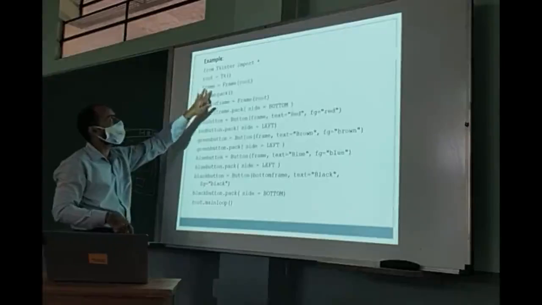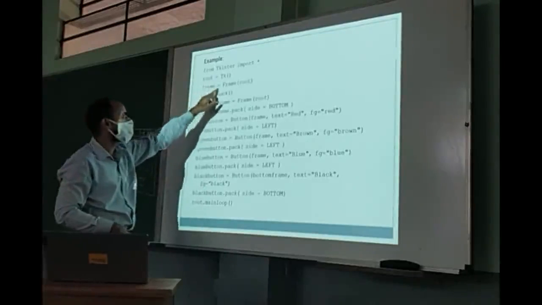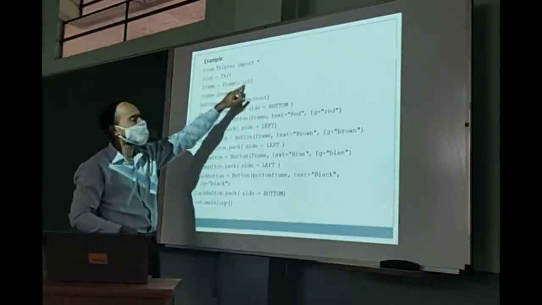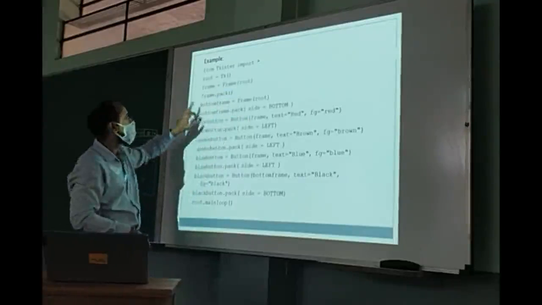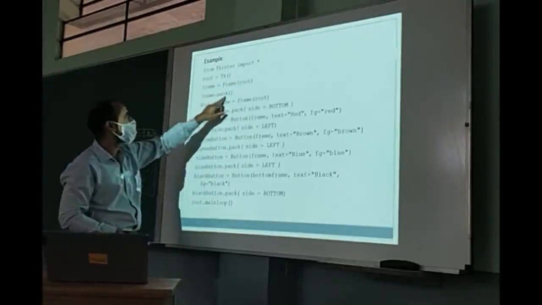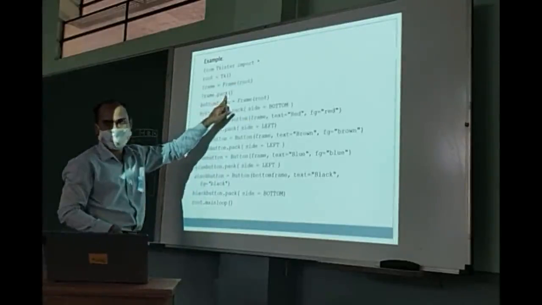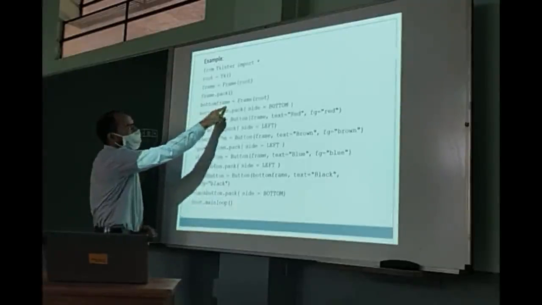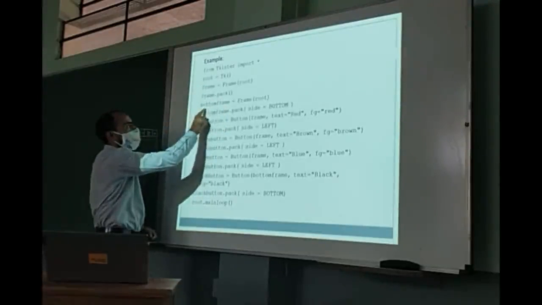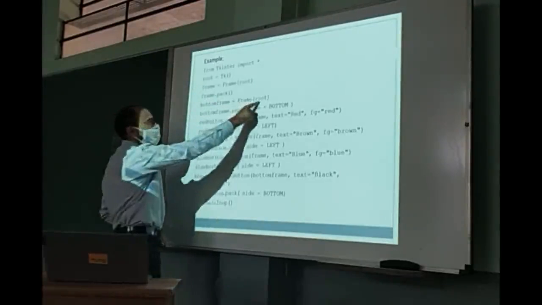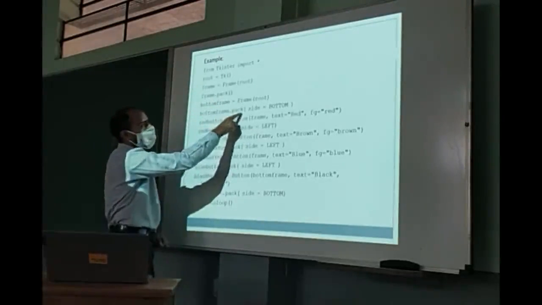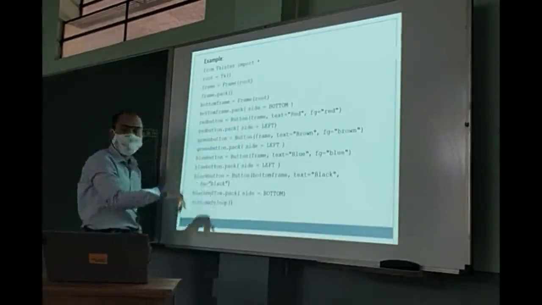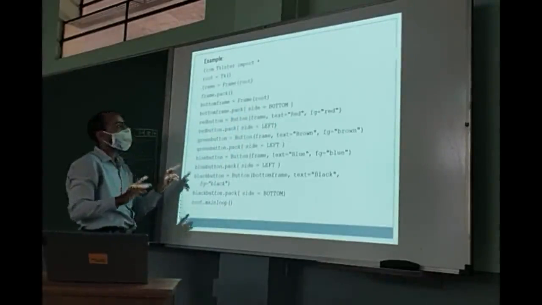Then we are creating a frame. Frame is equal to Frame of root. We have passed this top level window to it. The frame is created. We have added frame.pack on the top level. Then we have created one more frame. This is one frame, the second frame is the bottom frame. It is created again, bottomframe.pack with side equal to bottom. We have added a frame at the bottom of our main frame.